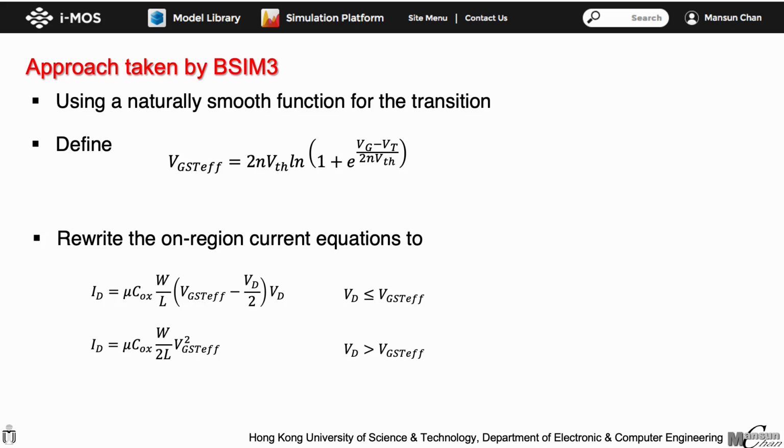After VGST effective is defined, it will be used to replace all the Vg minus Vt in the on region equations. The suppressor region equation is no longer necessary, as VGST effective is always positive. As a result, the on region equations can be extended to the case with Vg less than Vt.